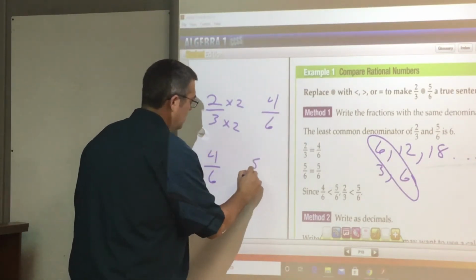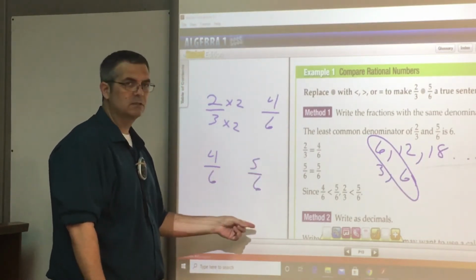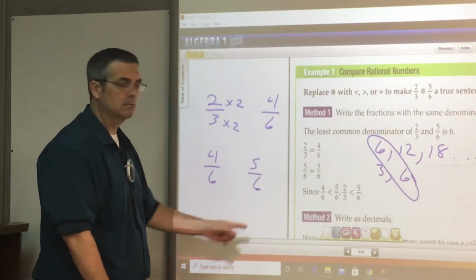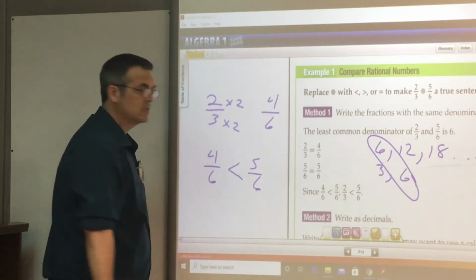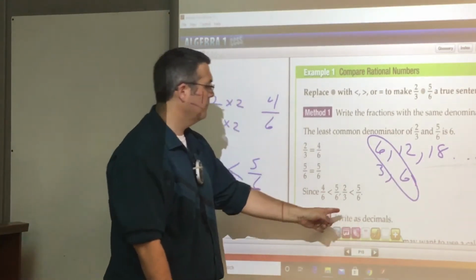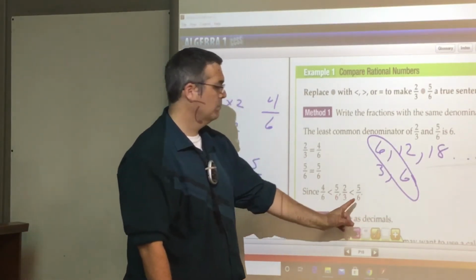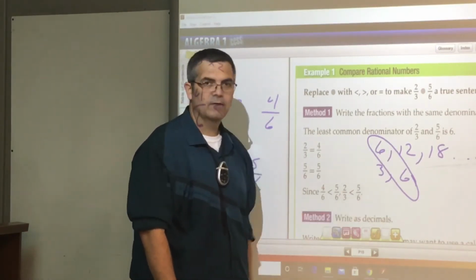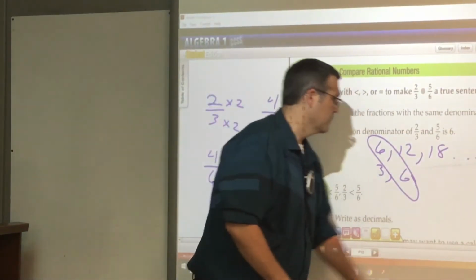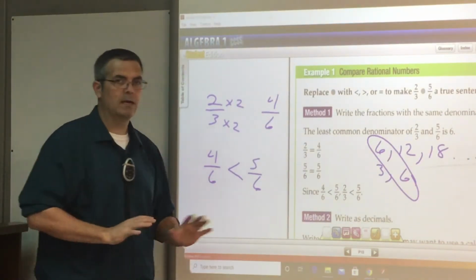4/6 and 5/6, well, is 4/6 greater than 5/6? No. Is 4/6 less than 5/6? Yes. So that's the inequality that goes in there. And that's what they did here. And then they went back and said, well, that's true. So if I come back to this original problem, 2/3 is less than 5/6. That's how they got this. All right? It looks complicated, but once you do a couple of these, it's not that big a deal.